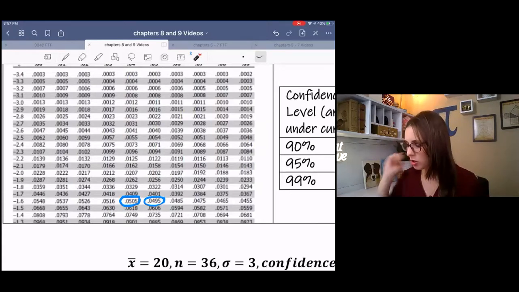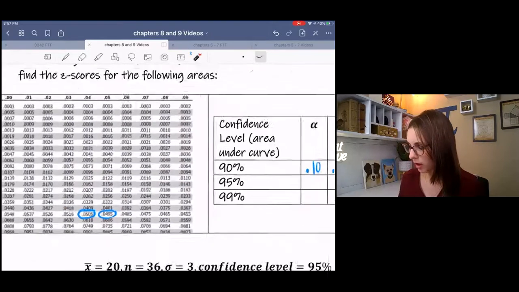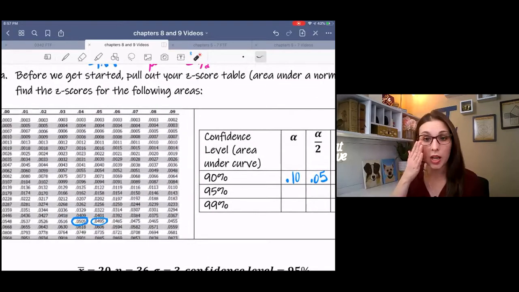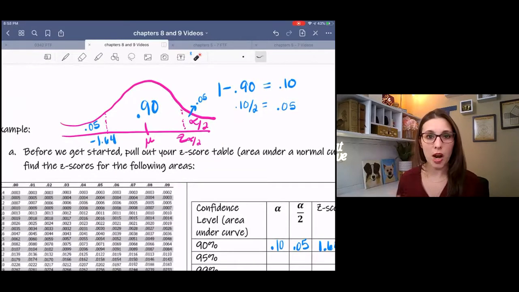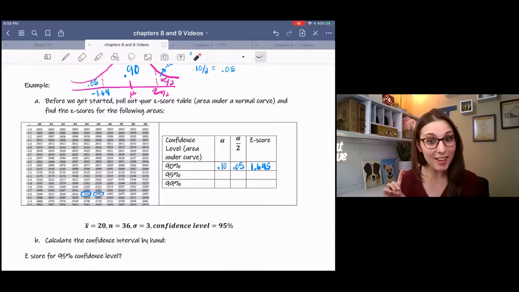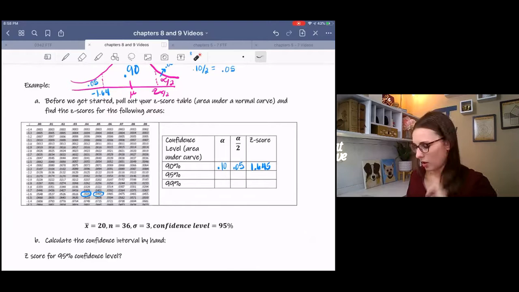So now I want you to do the same process for 95% and 99%. I will say it helps to draw a picture. That's going to really help you grasp what you're looking for. So if you can, you should draw a picture and then complete this table and come back.